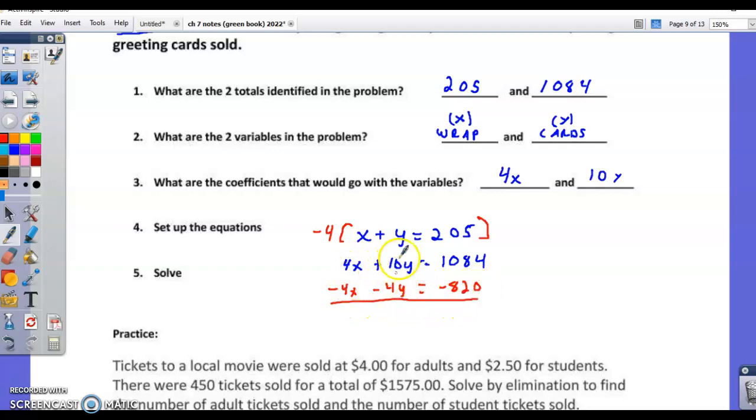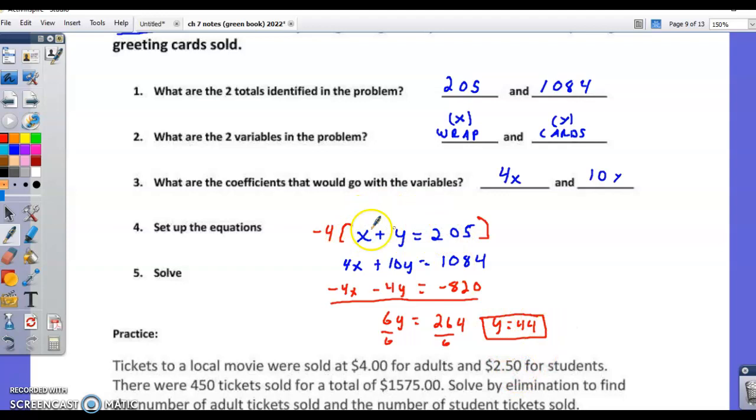So I'm going to use these two and combine them. These cancel out. That's good. So I have 6y equals 1,084 minus 820, which would be 264. And of course we divide by 6 now. That'll give us our y, and y equals 44. There's half of our answer.